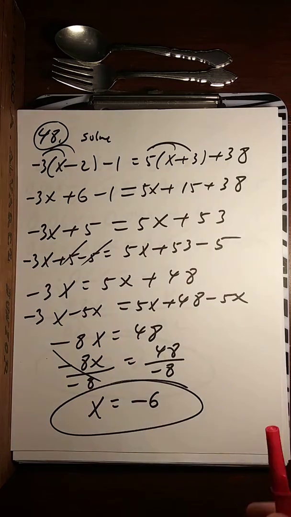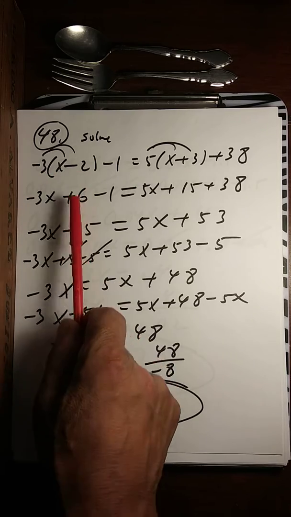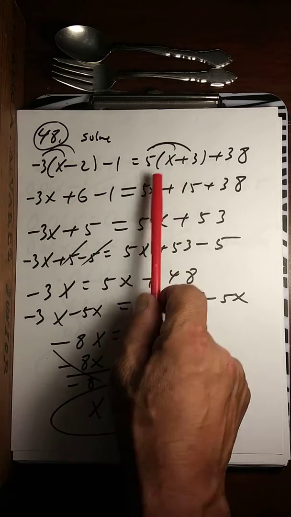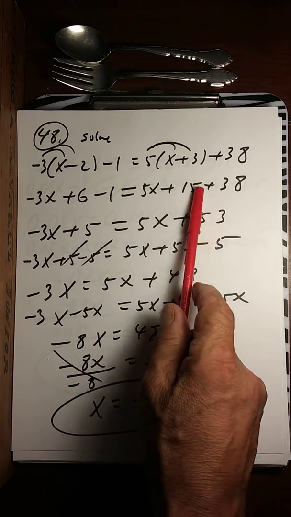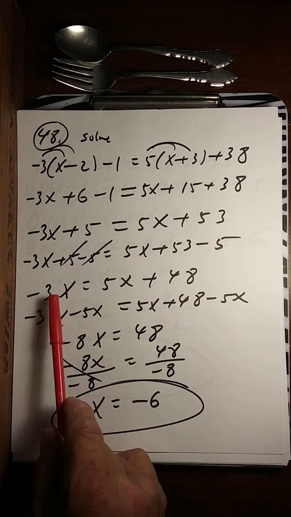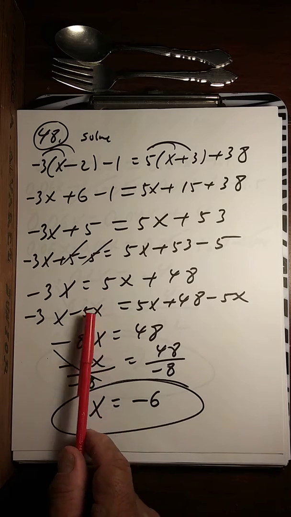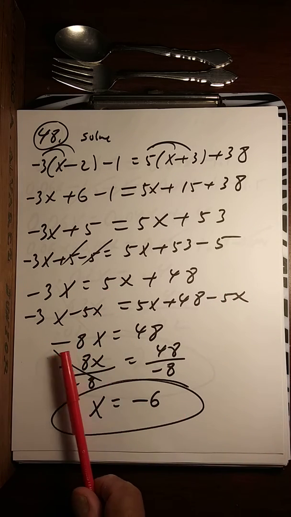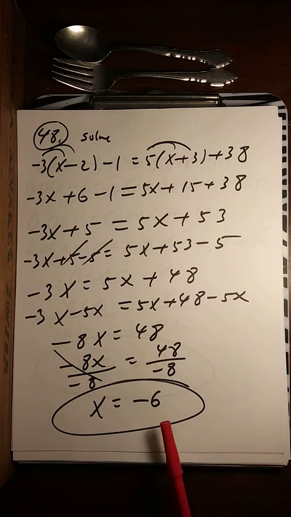Alright, next one. Multiply the parentheses off. Negative 3 times that is negative 3x. That times that is 6. Bring it down. 5 times that is 5x. 5 times that is 15. Bring it down. Put these numbers together. That's 5. Put these numbers together. It's 53. So now we're going to go minus 5 minus 5. These are gone. So negative 3x equals 5x plus 48. Now we're going to get rid of this 5x. Negative 5x, negative 5x. So negative 8x equals 48. Divide by negative 8. Divide by negative 8. So x equals what? Negative 6.